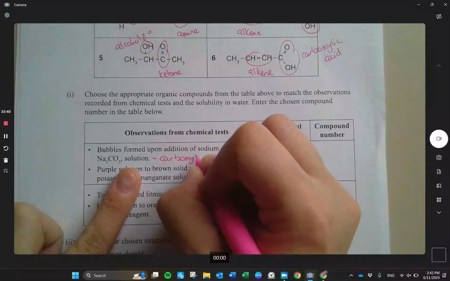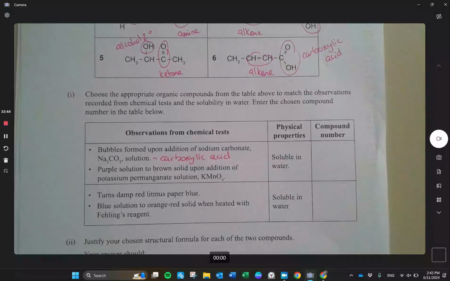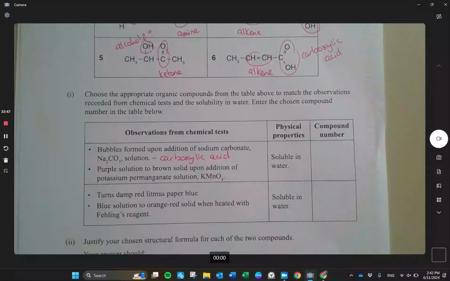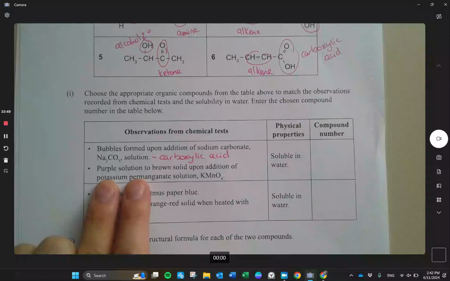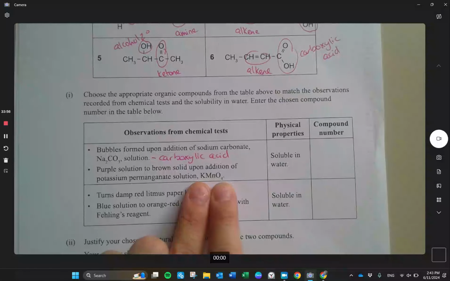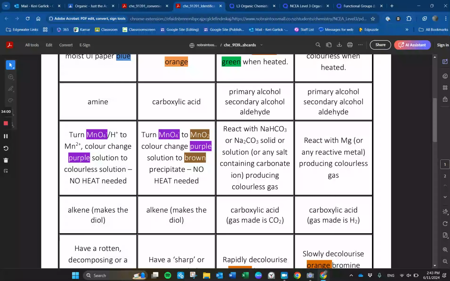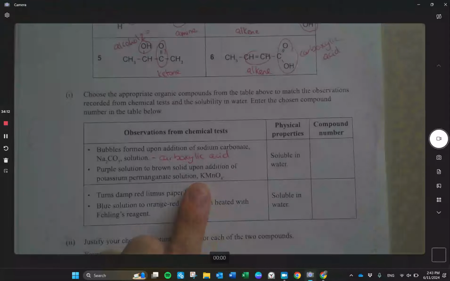Okay. Next thing it tells me is the purple solution goes brown on the addition of potassium permanganate. So I need to look where potassium permanganate is and know what that tests for. So potassium permanganate, here it is. The potassium permanganate turns from purple to brown, and that is to show alkenes. So that's how we know we have an alkene here.